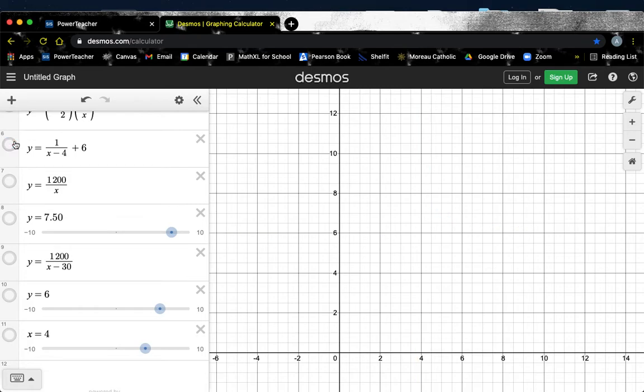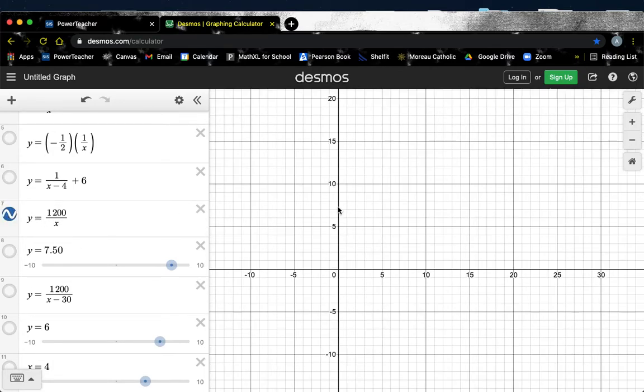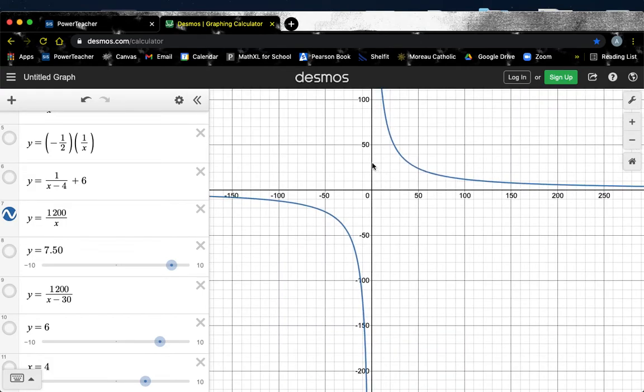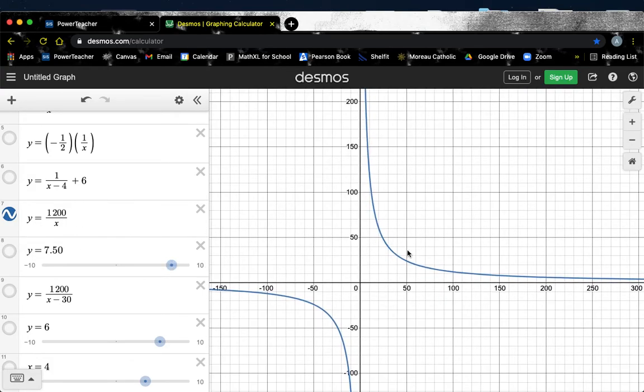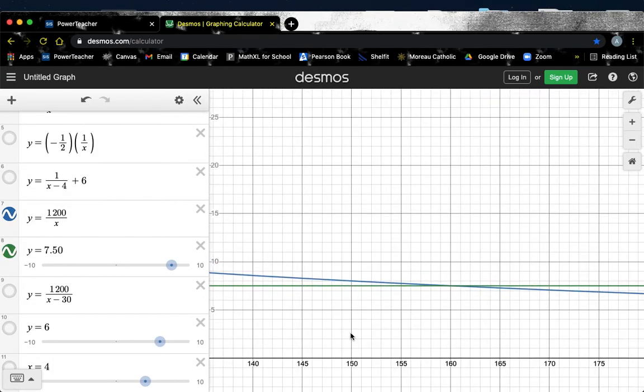We can also solve this graphically. So I have y equals 1200 over x, or n in this case. And for our ticket price, 750, we go y equals 750. Here's my y equals 750, and I can see where they intersect. And lo and behold, for $750, I need 160 students. That's where they intersect. So you can actually solve this graphically, or you can solve it algebraically.